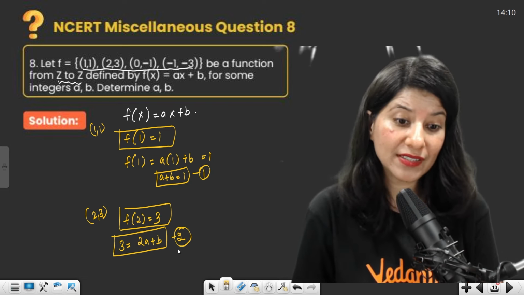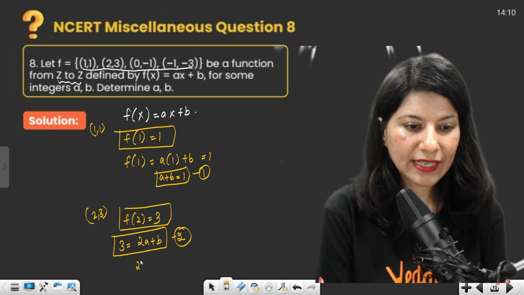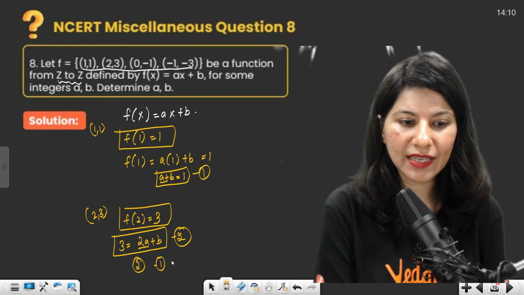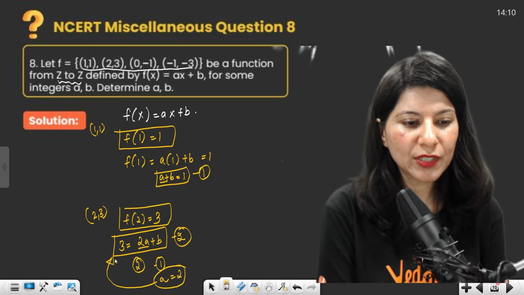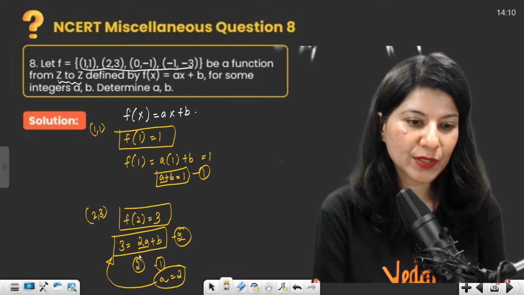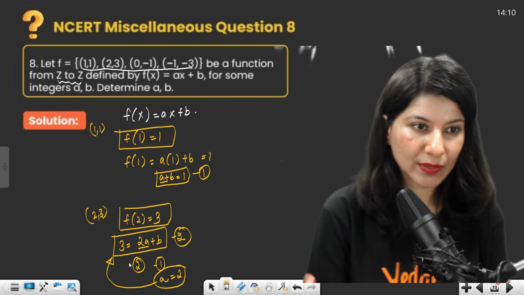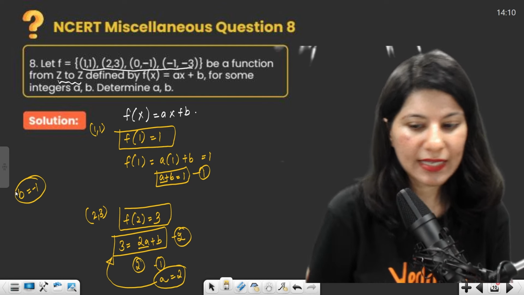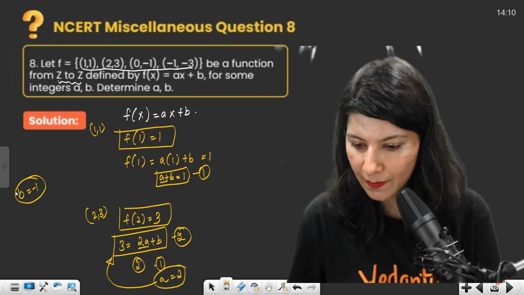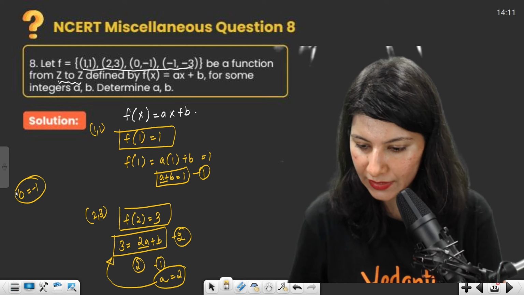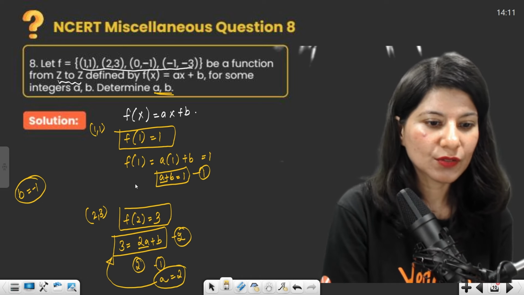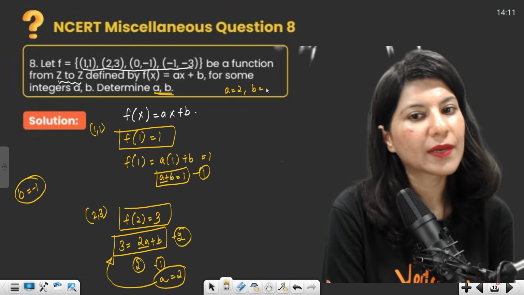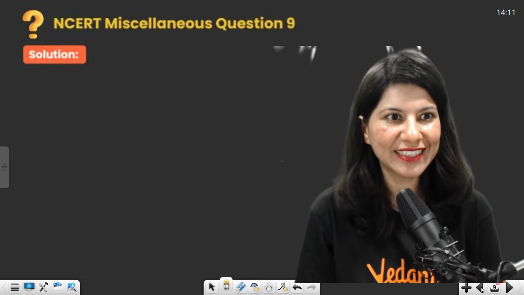Now you can just subtract the second minus the first. So second minus first will give you 2a minus a, b minus b is 0, and 3 minus 1 is 2. So a is coming out as 2. The moment you plug in a = 2, b will be equal to minus 1, right? So a is 2 and b is minus 1. Question number 8 also done nicely, right?